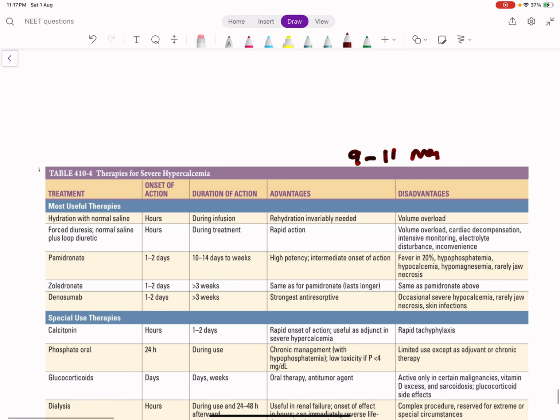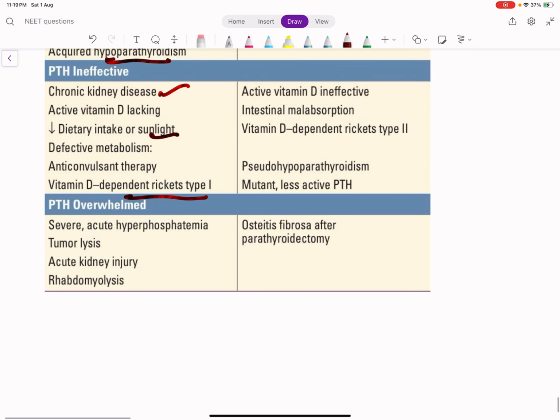Okay, hypocalcemia, the common cause is vitamin D deficiency. Hypoparathyroidism can cause hypocalcemia. Remember, we are not discussing pediatrics, we are discussing only adults. So CKD is a cause of hypocalcemia. Vitamin D dependent rickets, reduced dietary intake, and other conditions like tumor lysis, aka rhabdomyolysis.